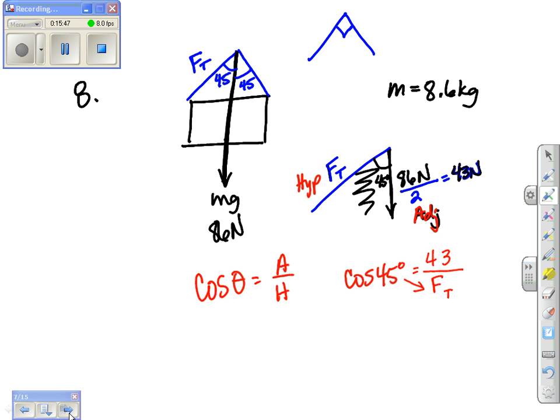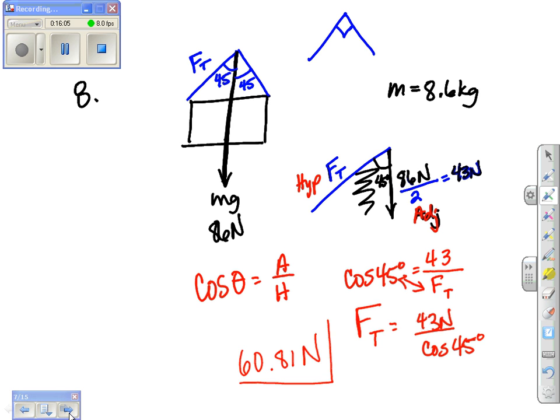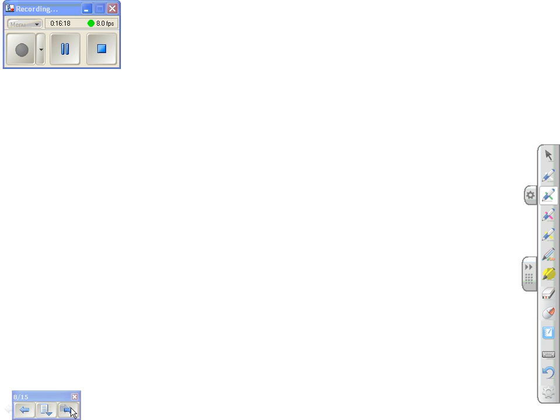Now realize that these two can just switch positions. So FT equals 43 newtons divided by the cosine of 45 degrees. And when you do your calculations properly in your calculator, you should find out that it's 60.81 newtons. And that would be your information. That's your tension. So that would be your force in blue. That's our tension force. All right, let's move on.